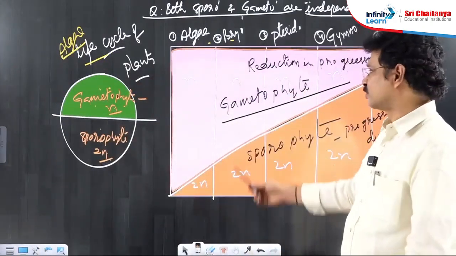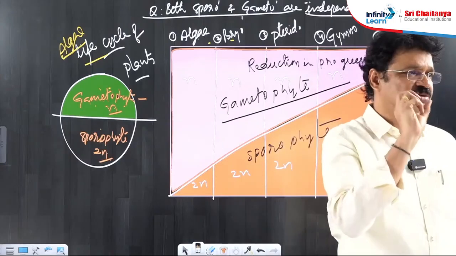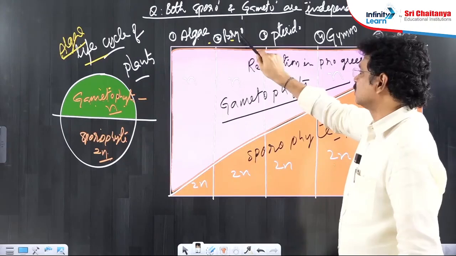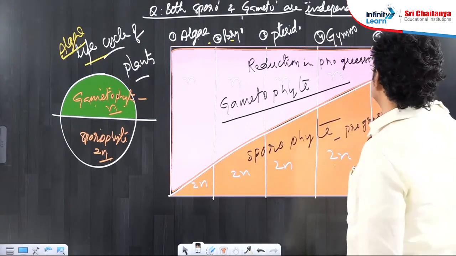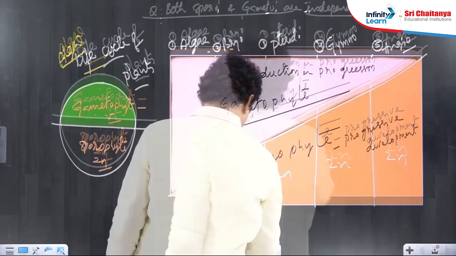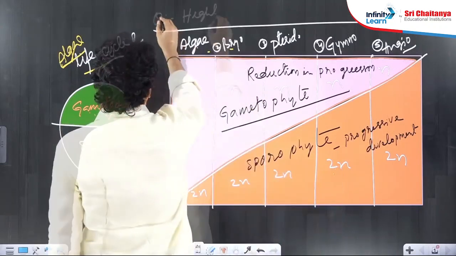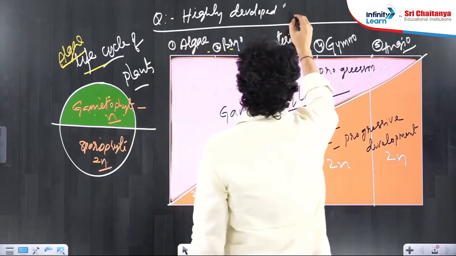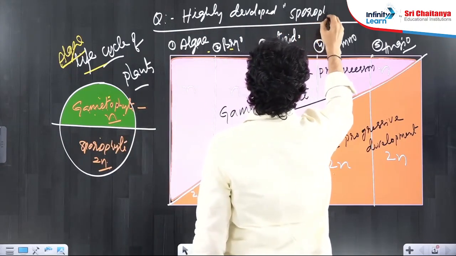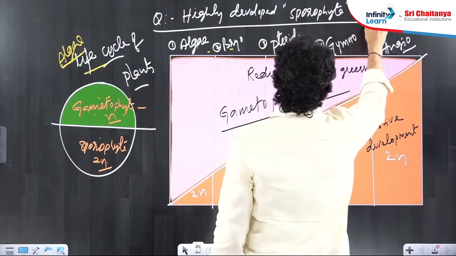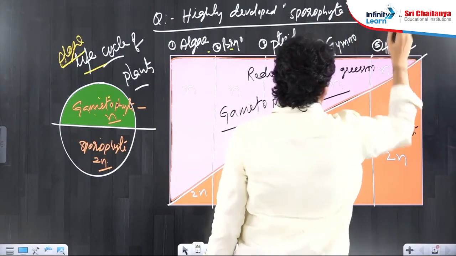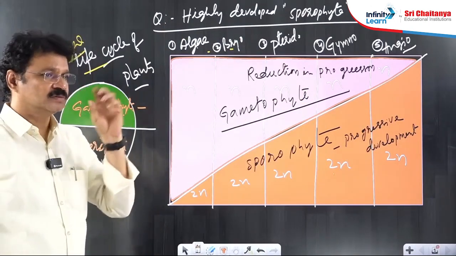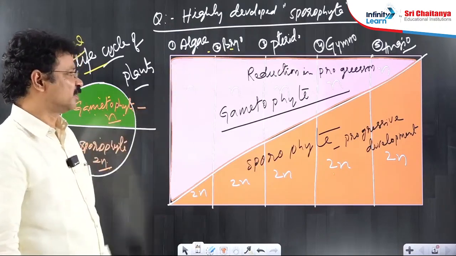Now, based on these concepts, I can make a few simple, elementary questions. Options for 5: algae, second option Bryophyta, third Pteridophyta, fourth Gymnosperms, fifth Angiosperms. Now the question is: highly developed sporophyte is present in, or found in, which? Highly developed, or well developed, extensive sporophyte is found in.